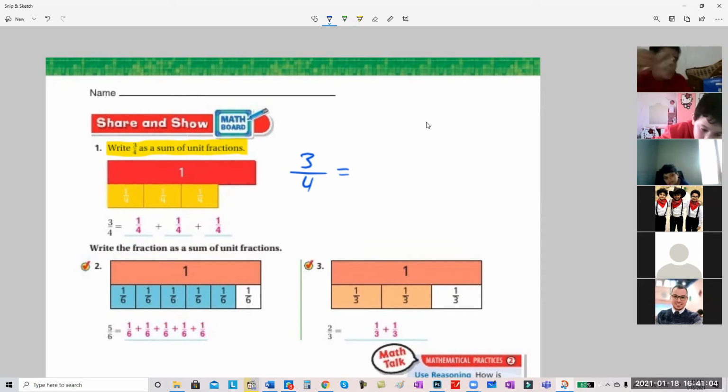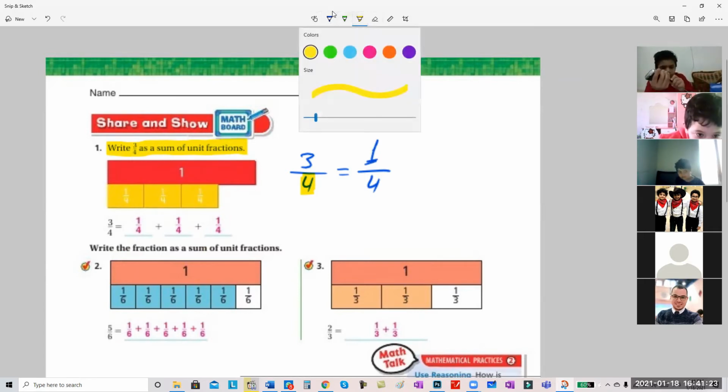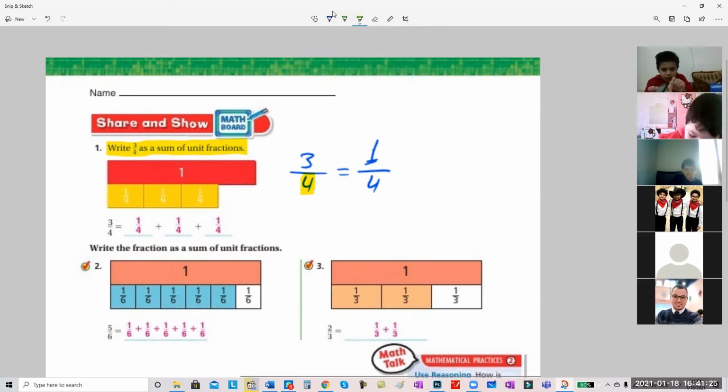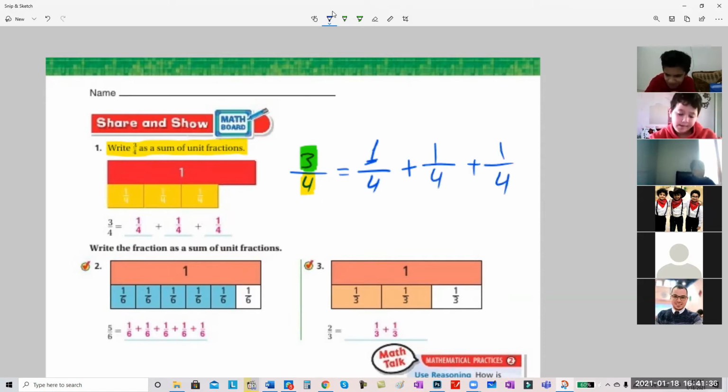1 over 4, because the denominator here is 4, so we have to write the same 4 here, and the unit fraction is 1 over 4. How many times are we going to repeat it by addition? 3. Why? Because the numerator is 3. Excellent. So we repeat it according to the numerator: 1 over 4 three times by addition. So it will be 1 over 4 plus 1 over 4 plus 1 over 4. Excellent. Thank you so much, Asir.